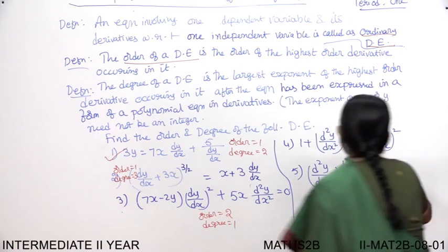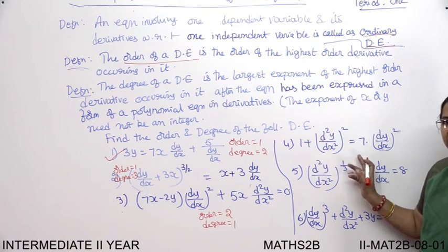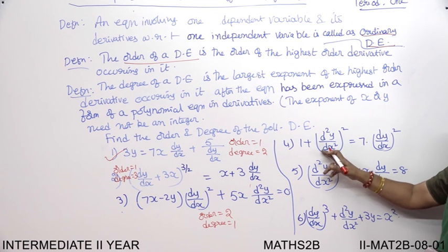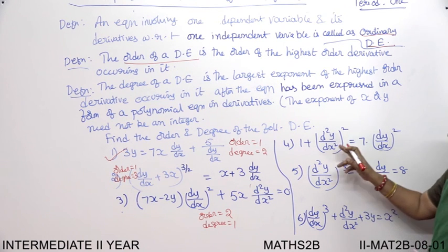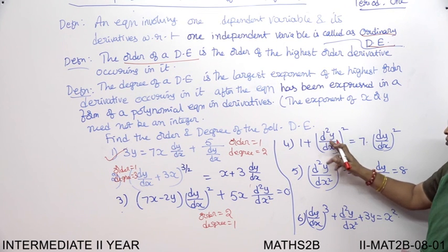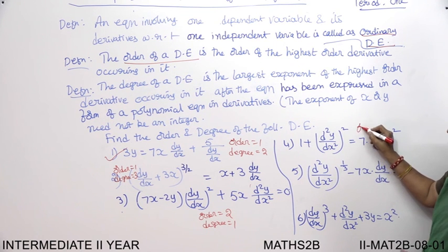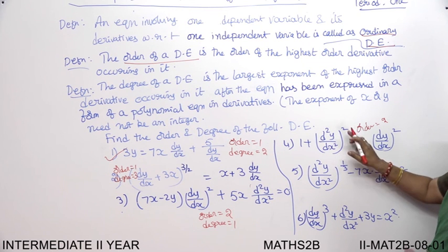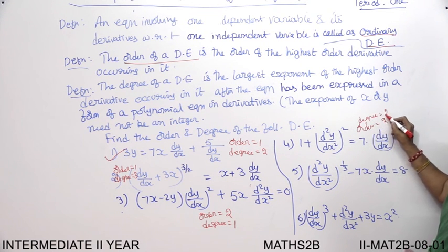Now, this is also direct. When you are given the equation, you should first observe whether it has any fractional powers like this. When it doesn't have any fractional powers for the derivatives, then you can directly write the order and degree. So here the highest order derivative is d square y by dx square, so the order is 2. And what is the highest power of it? 2 only. So the degree of this differential equation is also equal to 2.